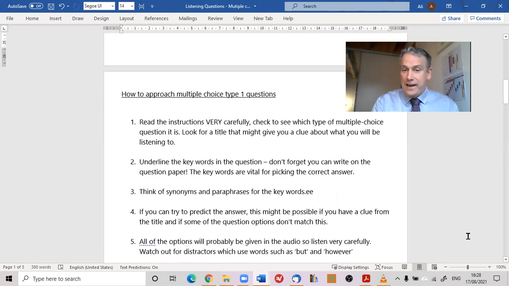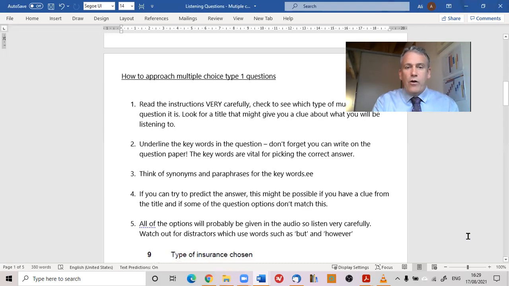Fourthly, if you can, try to predict the answer. This isn't always possible, but it might be if you've got a clue from the title and possibly some context that's given in the audio instructions. And some of the question answers might not match those titles. So there's a chance you might be able to make a good guess of what the answer is.